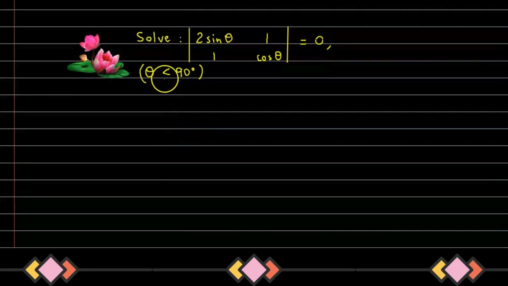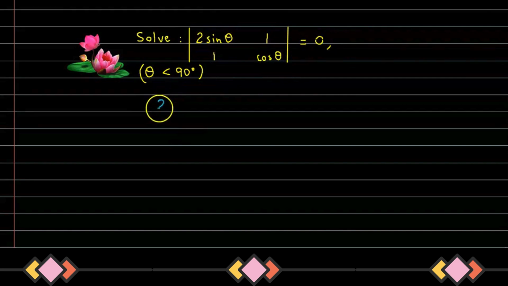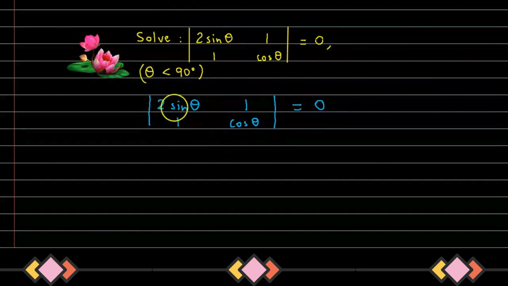Solve the given equation. यहाँ पर दिया है determinant of 2 sin theta 1 cos theta is equal to 0. So we have 2, sin theta, 1 and cos theta. This determinant is equal to 0. Now let us expand this.